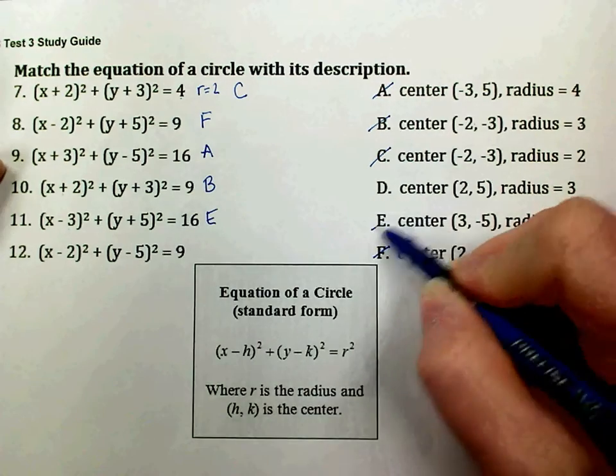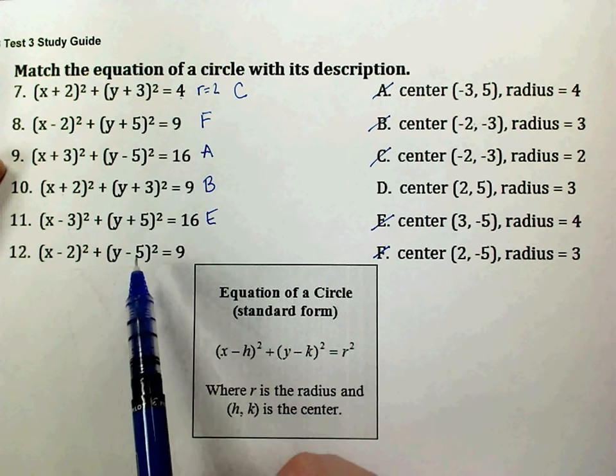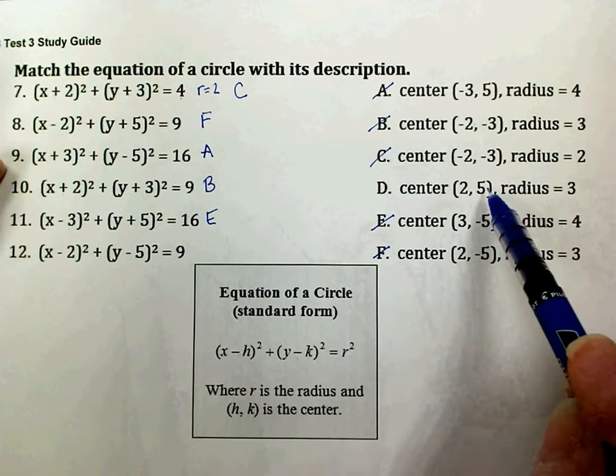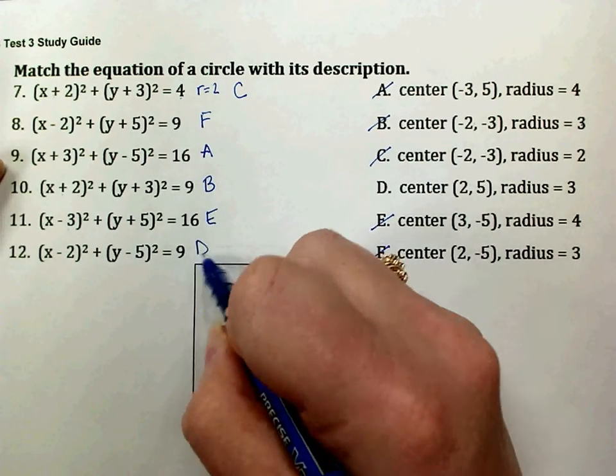E is 11. We look on number 12, the center is +2 and +5, which is D. The radius of 3 is the square root of 9, so D is the correct answer.